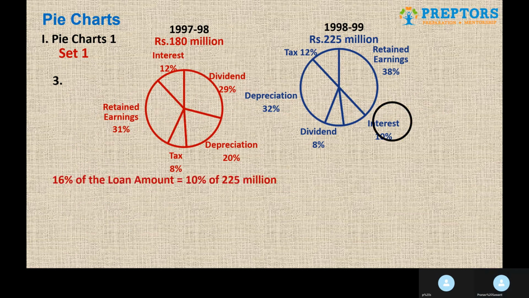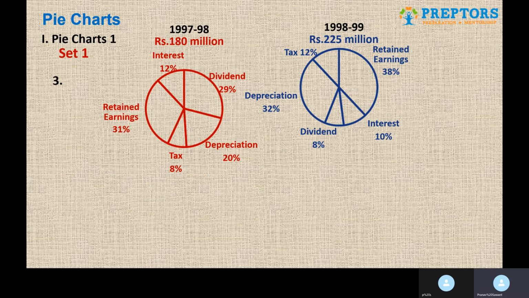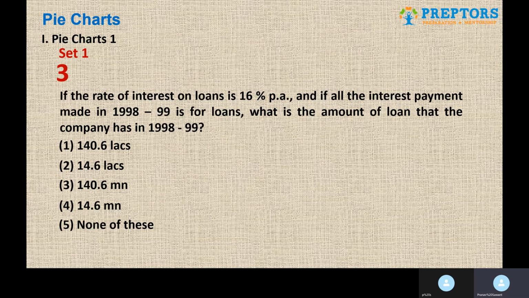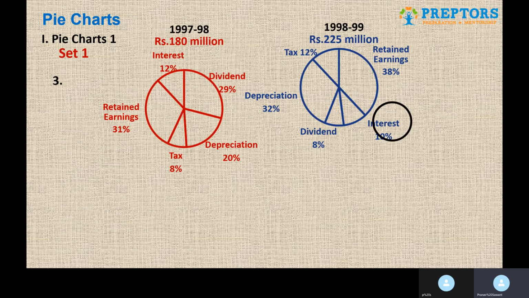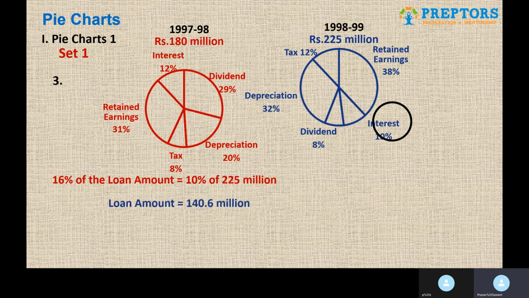Now in this question, we have to focus on interest and they themselves gave us the value of interest. As you can see, we will read again the first statement of the question. If the rate of interest on loans is 16% per annum, and if all the interest payment in 98-99 is for loans, hence all the interest payment that is 10% of 225 is for 16% of the loan amount. So we will just go with the statement and equate it. Now, after solving, we will get the loan amount, that is 140.6 million. Hence, 140.6 million is the answer.